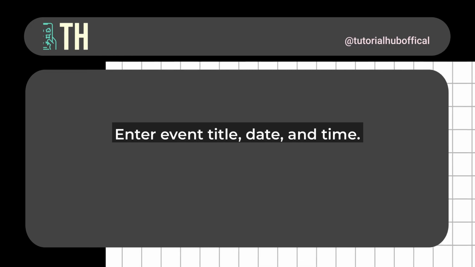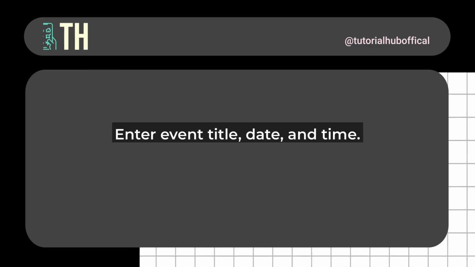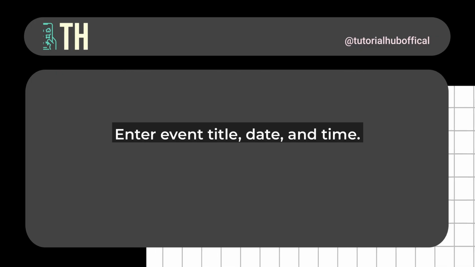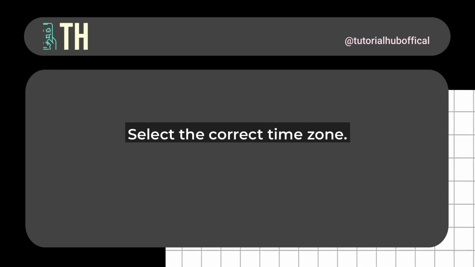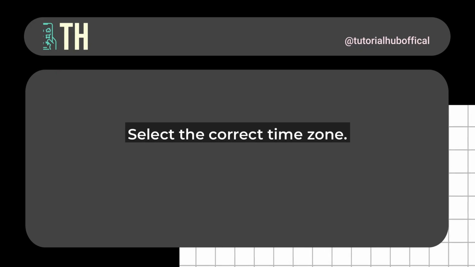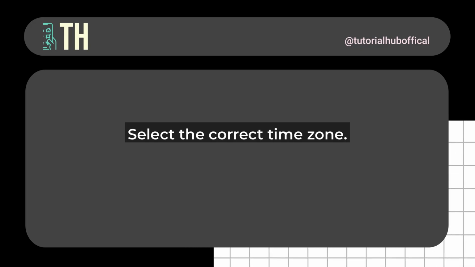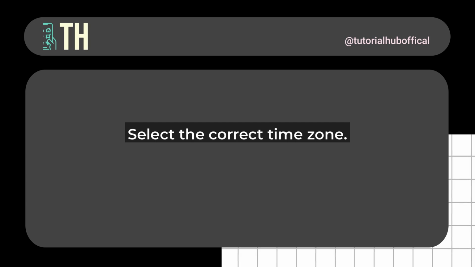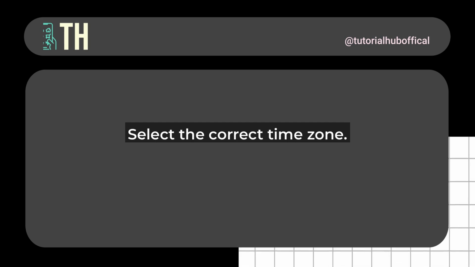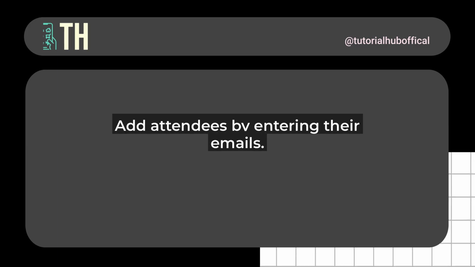Now that you're in the calendar, click on the New Event or New Appointment button. This will open a new window where you can start building your invite. Begin by entering the event details. Give it a clear title, set the start and end times, and add the location if it's relevant. Don't forget to select the right time zone to avoid any mix-ups, especially if your attendees are in different parts of the world.